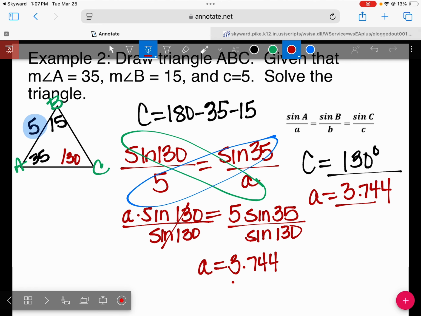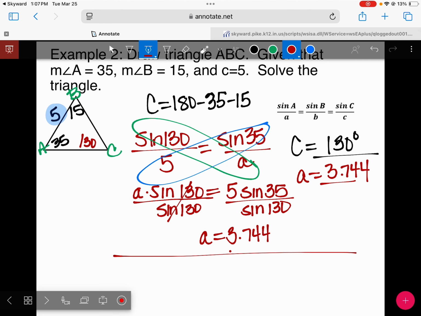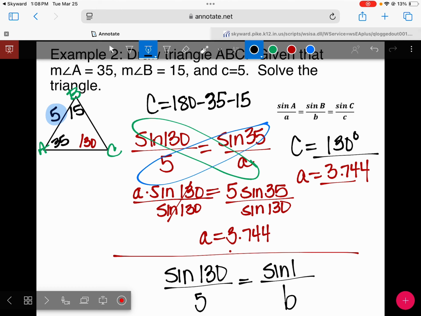So now let's find little b. In order to find little b, I'm going to stick with big C and little c. So I'm going to take the sine of big C over little c. This time I'm trying to find little b, so what am I going to put on top? Sine of what? 15. Go ahead, cross multiply and solve that.